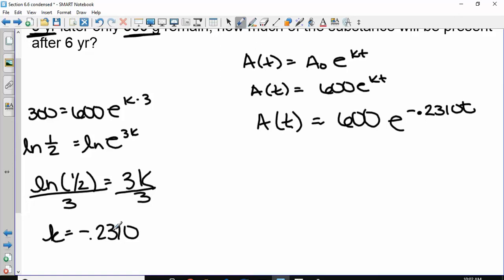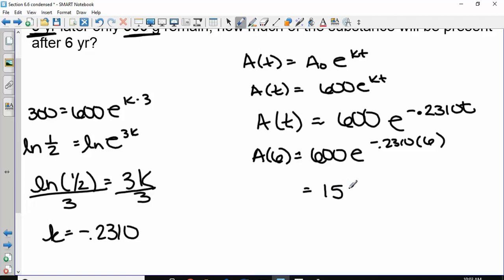So now I asked you how much would be present after 6 years. So what do we do? Plug in a 6. And we get 150.0. We'll just round it to 150 grams after 6 years.